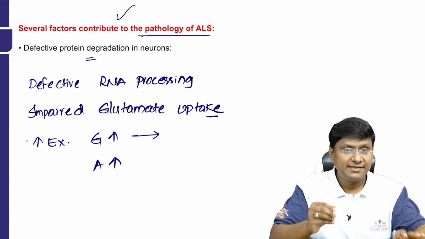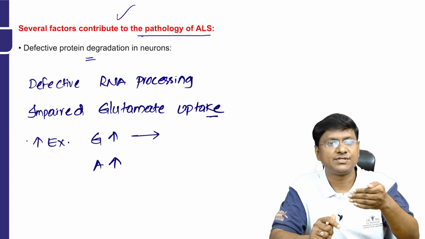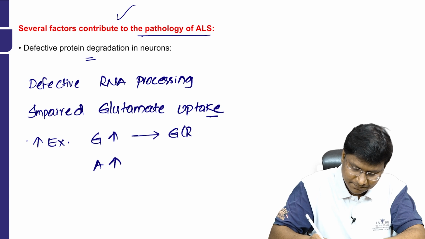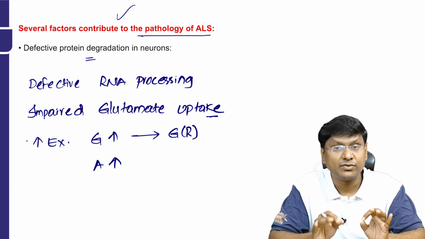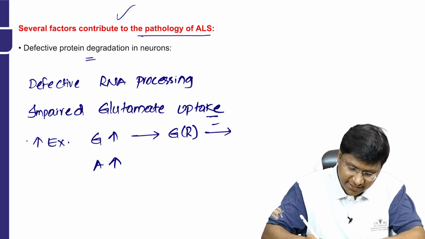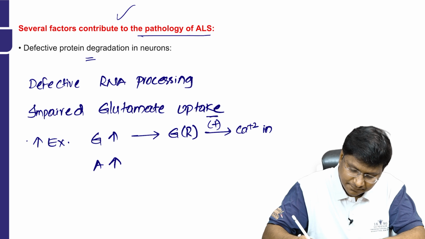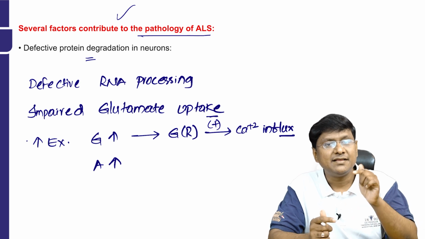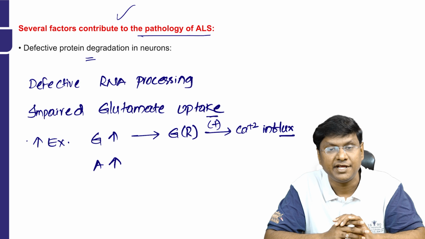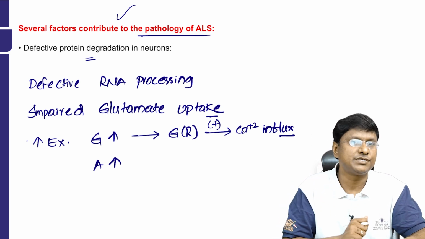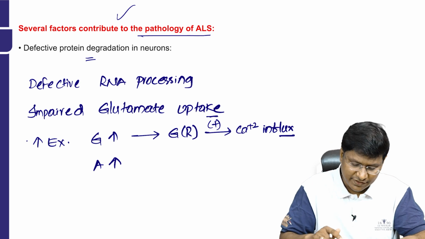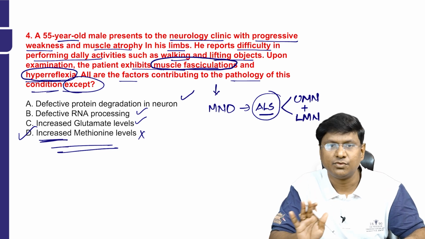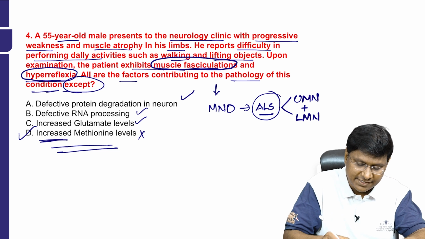Now, this excessive glutamate accumulation overactivates the glutamate receptors, and once the glutamate receptors are overactivated, this will trigger the calcium influx, right? And subsequently it will cause the neuronal injury. This excitotoxicity contributes to motor neuron degeneration in amyotrophic lateral sclerosis, and it is implicated in the pathogenesis of the disease, right? And very important, in patients with amyotrophic lateral sclerosis, the increase in methionine levels will not be there, okay? So the answer here is D, because the question asked is except, right?